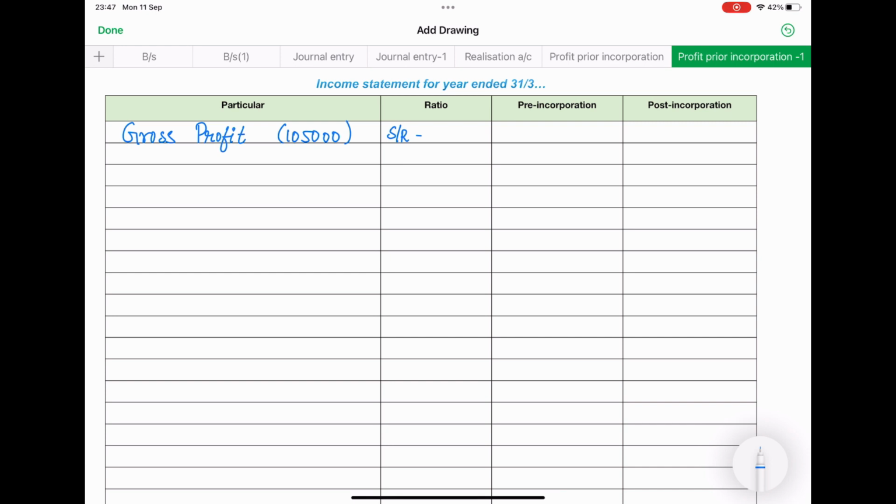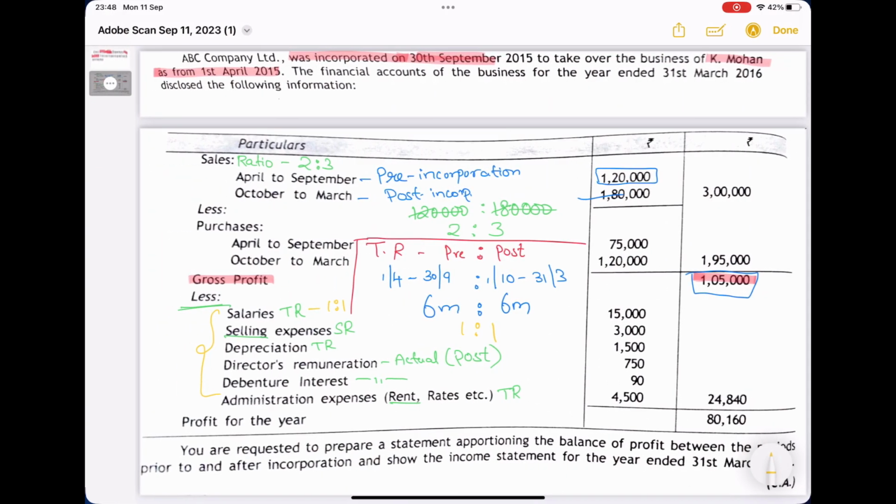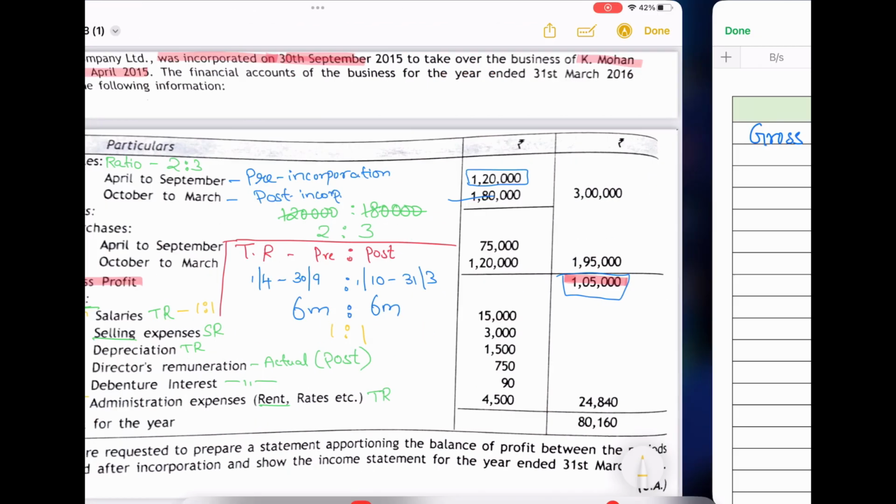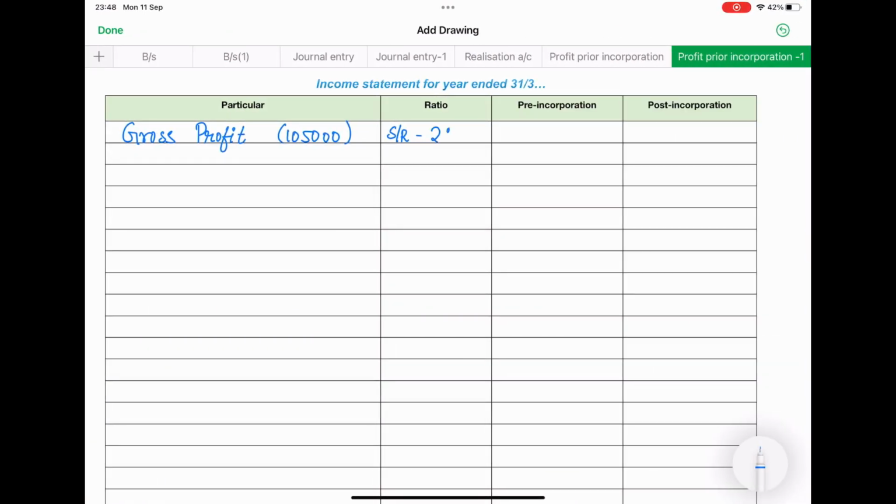This 1,05,000 should be apportioned on the basis of sales ratio. If you have sales, then only you are going to get the profit. So that's why I'm using the sales ratio. How much is the sales ratio now? Yes, you should have the question or else you won't understand. 2:3. So in this ratio we are going to bifurcate. So 1,05,000 into 2/5, we'll be getting 42,000 as the value.